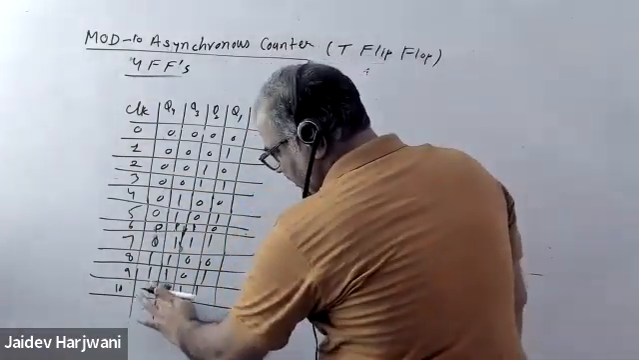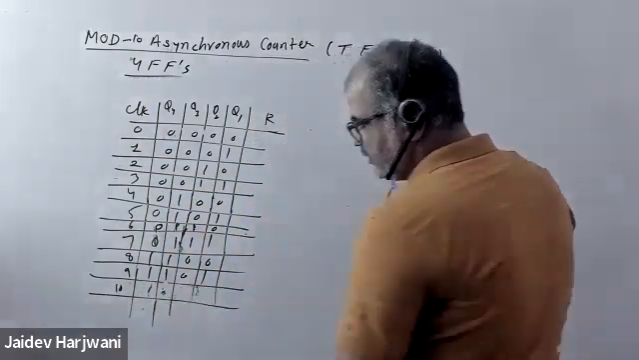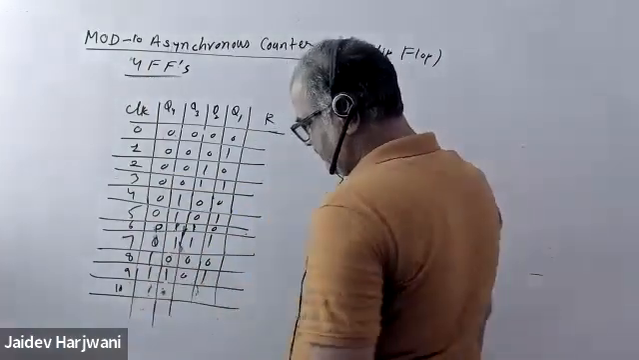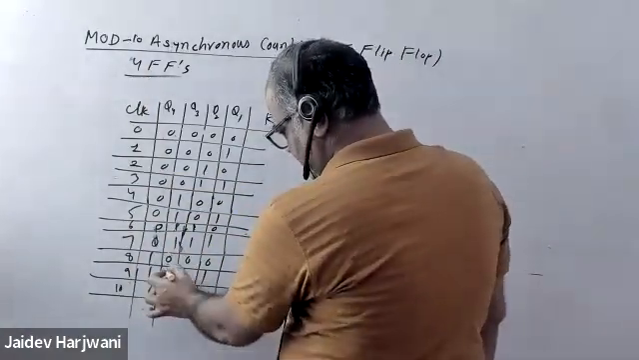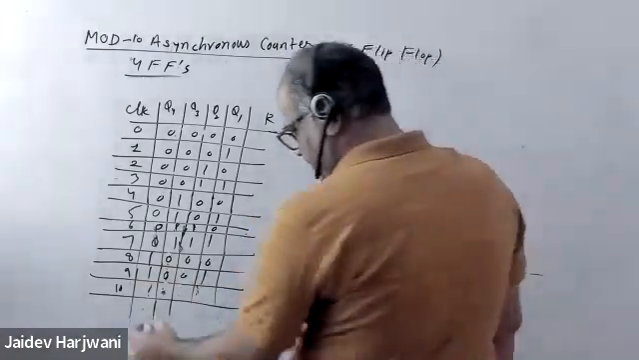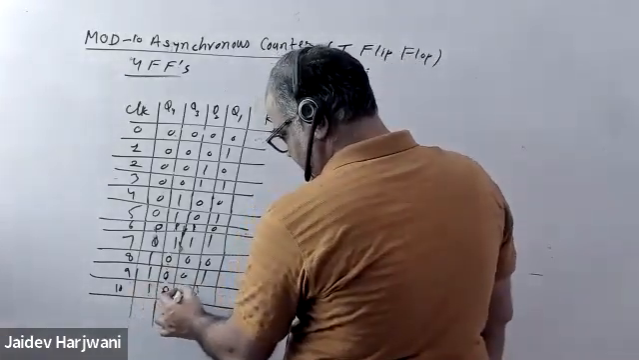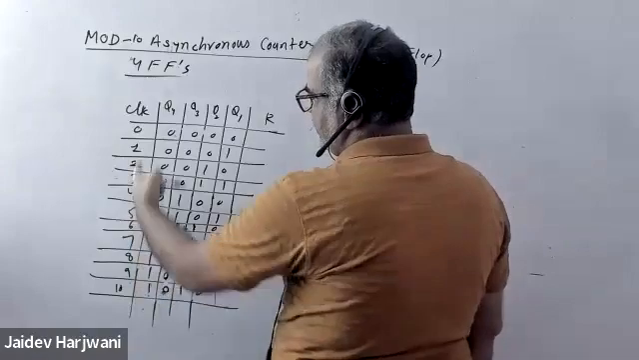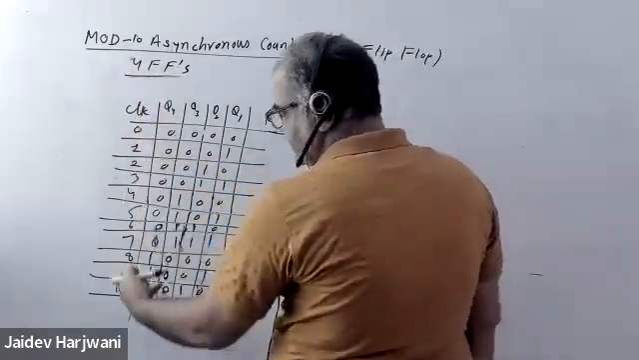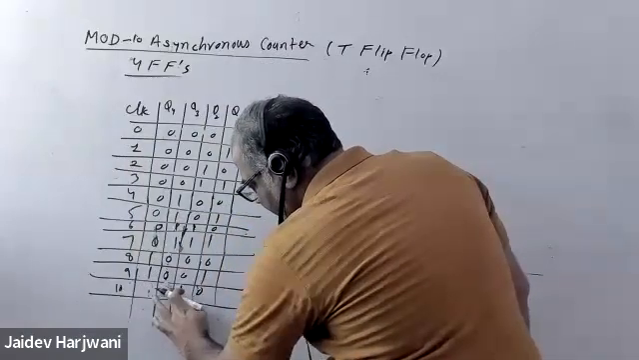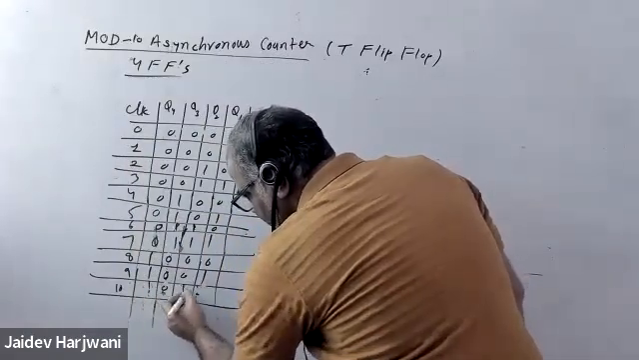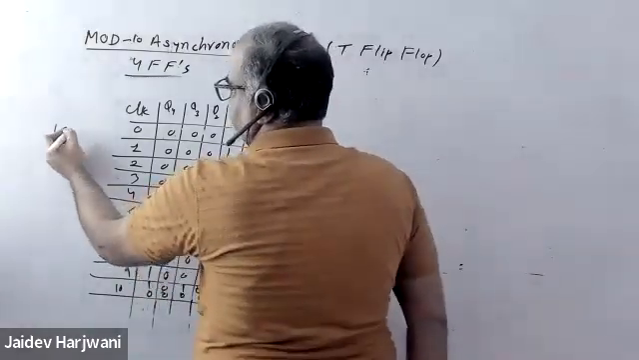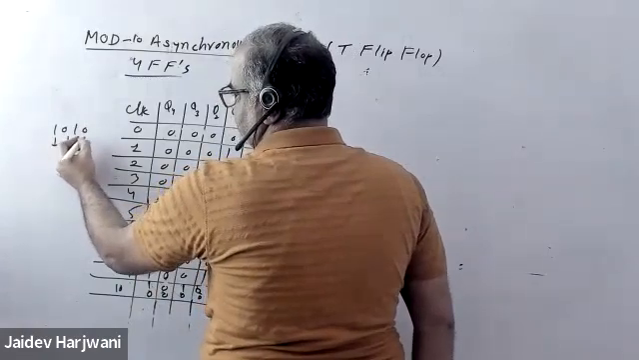8 is 1 0 0 0, then 9 is 1 0 0 1. And what will come for 10? 1 0 1 0. So this is your 10. Now the 10 state should not come, because we have mod 10, so 0 to 9 should come, and 10 should not. What will 10 become? It will reset. So 10 will come momentarily. So 1 0 1 0 will come momentarily, and that will become 0 0 0 0. So I'm writing here that 1 0 1 0 will come, but it will transform to 0 0 0 0.